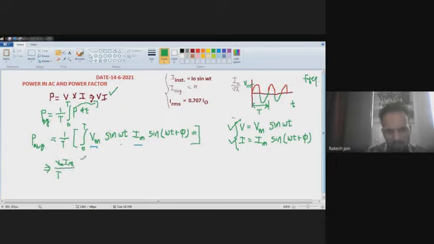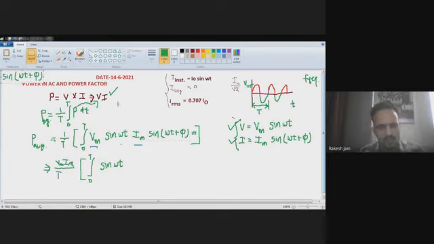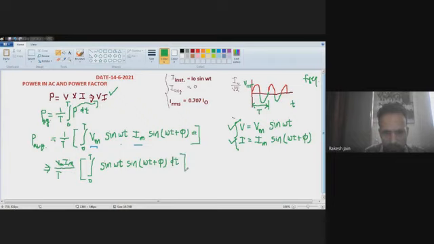Now in the integration you will have two types of terms. One is of sine omega t, and the second term is of sine omega t plus phi. So you will have two terms, and dt is as it is. dt is your variable, so I just write down dt. Okay, and then we can close.